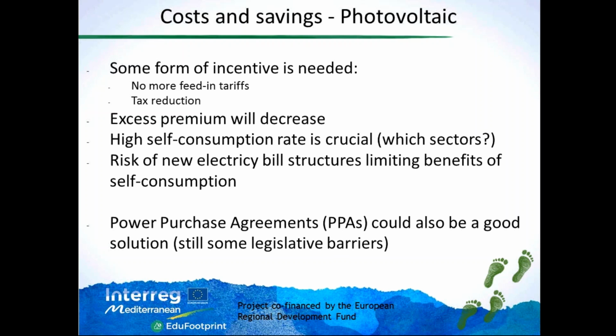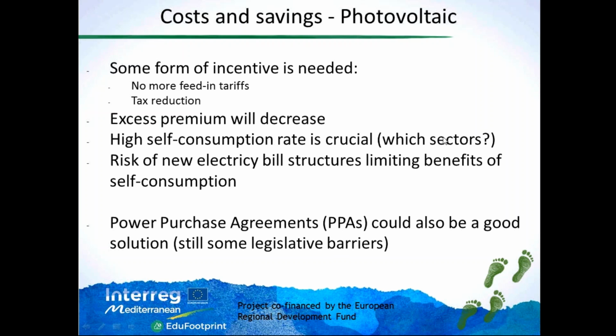I think the direction set by the European Commission in the so-called winter package is very clear. We have an excess of electricity in the grid, so we don't need more renewable energy producing excess electricity. So self-consumption should be encouraged, but excess electricity should not be. This means that this excess premium will decrease for sure in all national legislation. Again, a high self-consumption rate is very important to obtain.